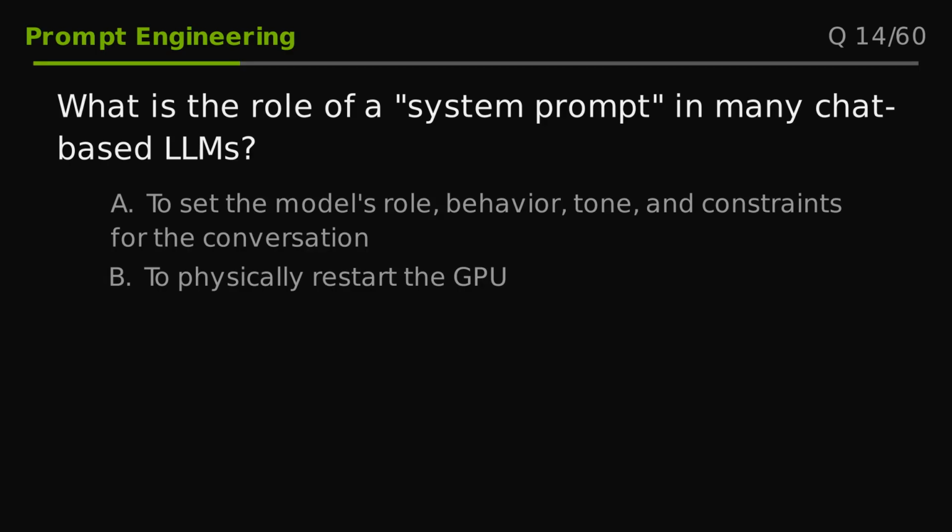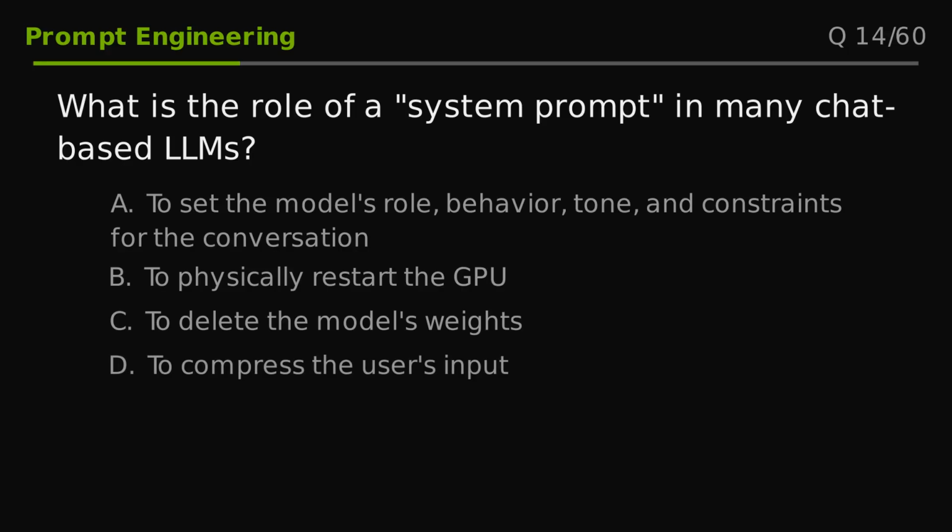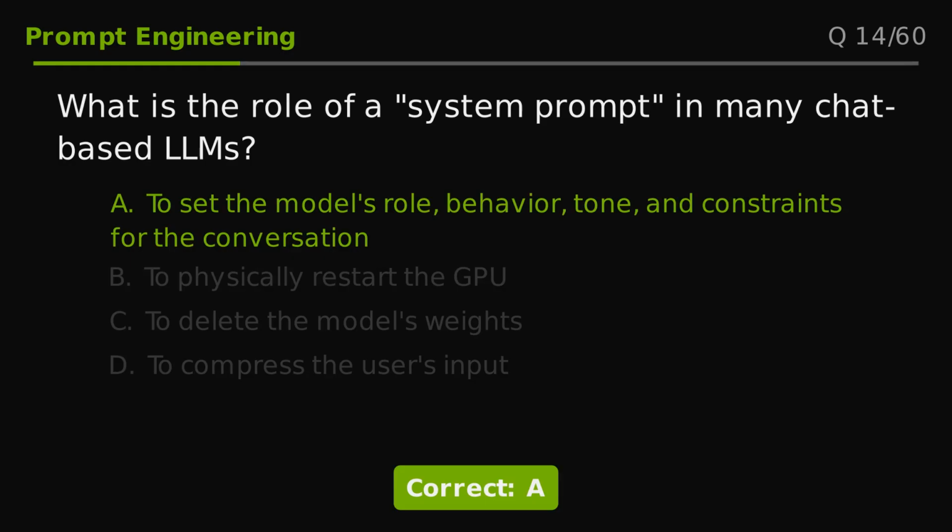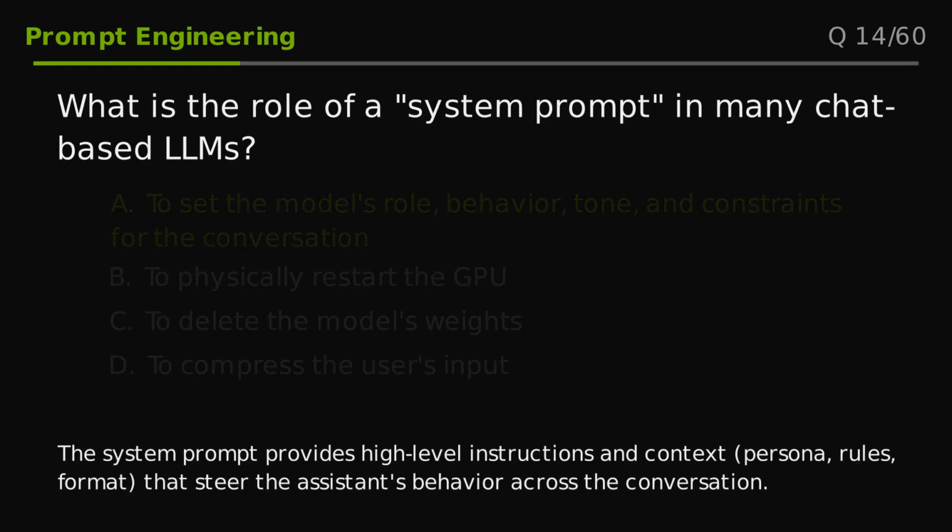Option B. To physically restart the server. Option C. To delete the model's weights. Option D. To compress the user's input. The correct answer is A. The system prompt provides high-level instructions and context, persona, rules, format that steer the assistant's behavior across the conversation.